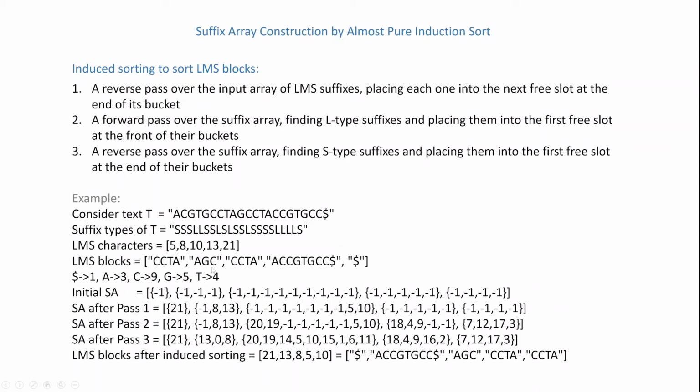And after all these three steps, our LMS blocks, if you observe, will be in sorted order. So after the third pass, what are the LMS blocks? We get 21, 13, 8, 5, 10, which is $, AC, CCT, GTC. And if you observe, all our LMS blocks are sorted. Hence the name induced sort.